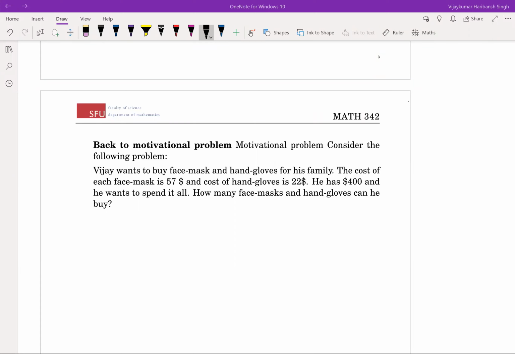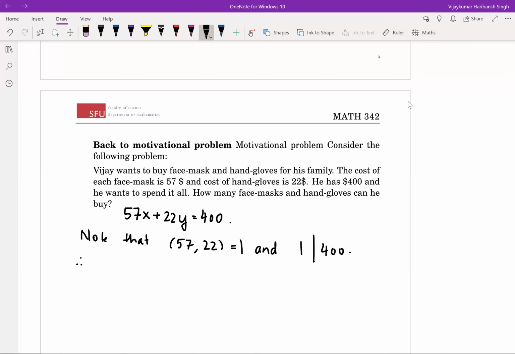So now let's try to solve this problem. I had 57x plus 22y equals 400. Now note that the GCD of 57 and 22 is 1, and that divides 400. Therefore, there are infinitely many solutions, right? Infinitely many integer solutions. Of course, we are looking for the special case where x and y both are positive.